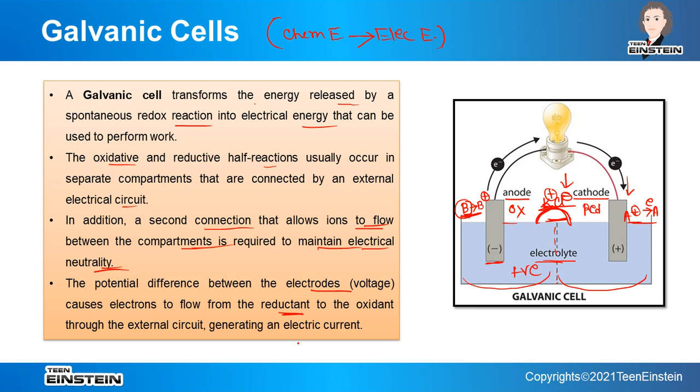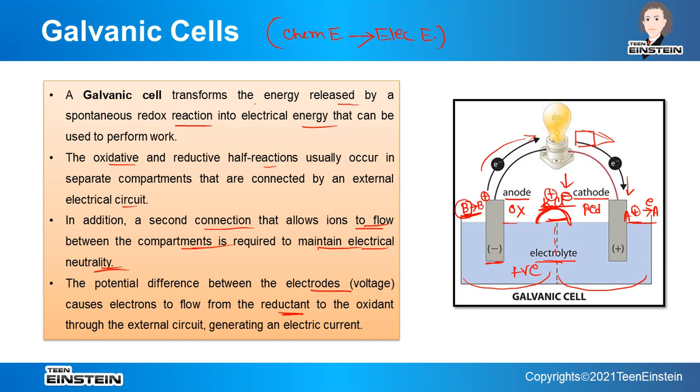As electrons are passed through this circuit, current is generated. Sometimes a voltmeter is also kept, and in this voltmeter we can see the value of the cell potential. So this is the galvanic cell representation in a very simple form.